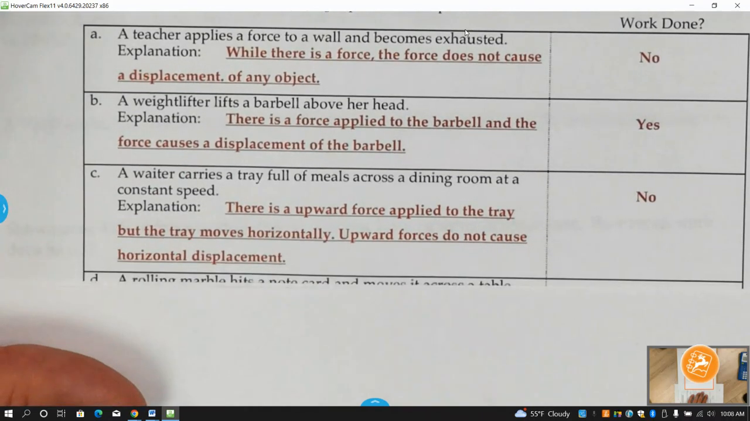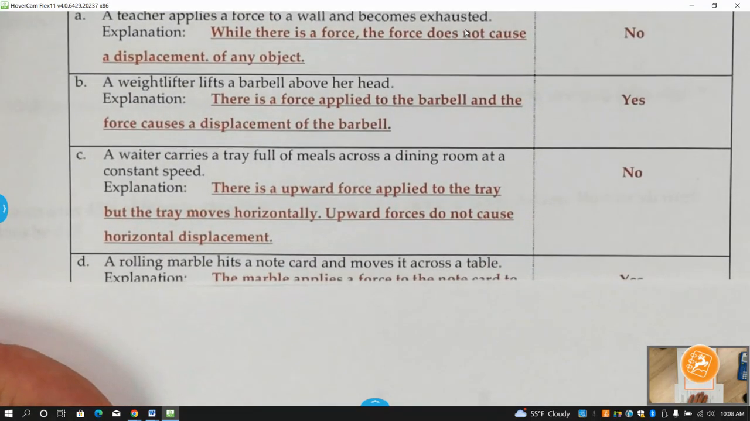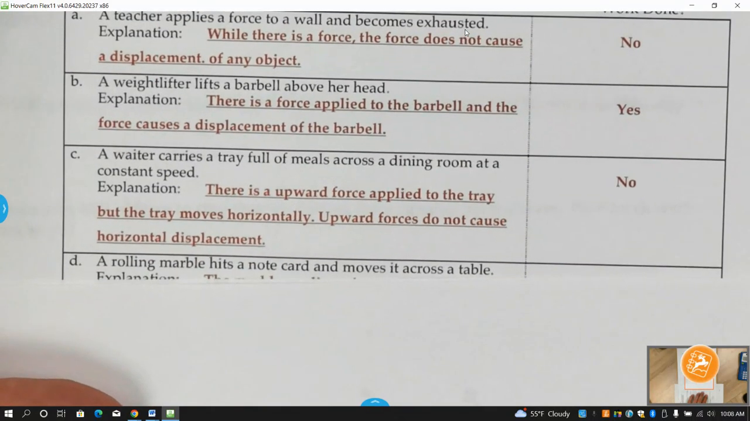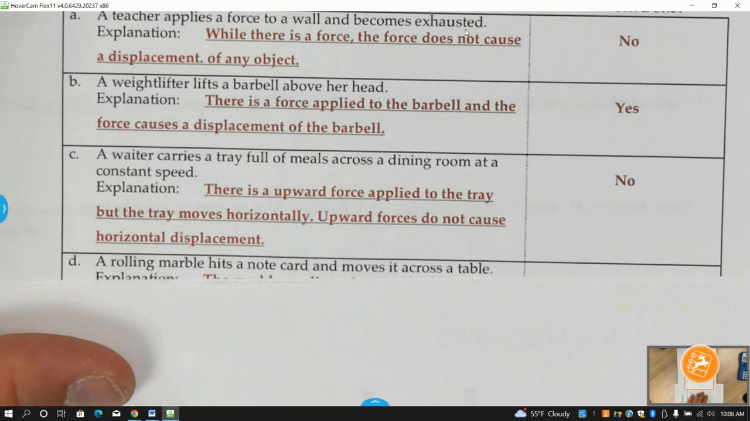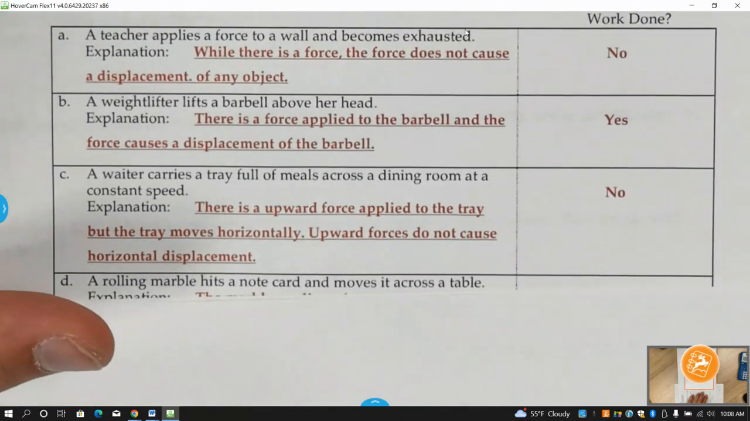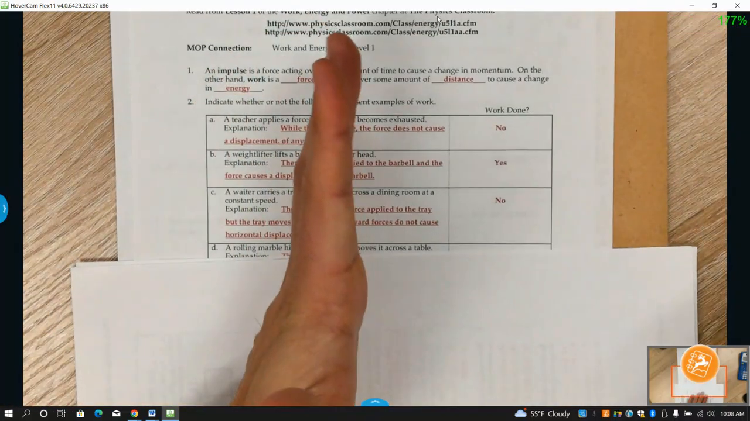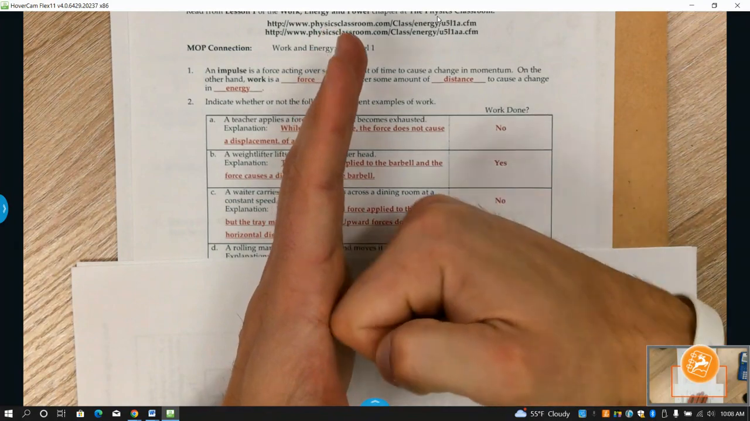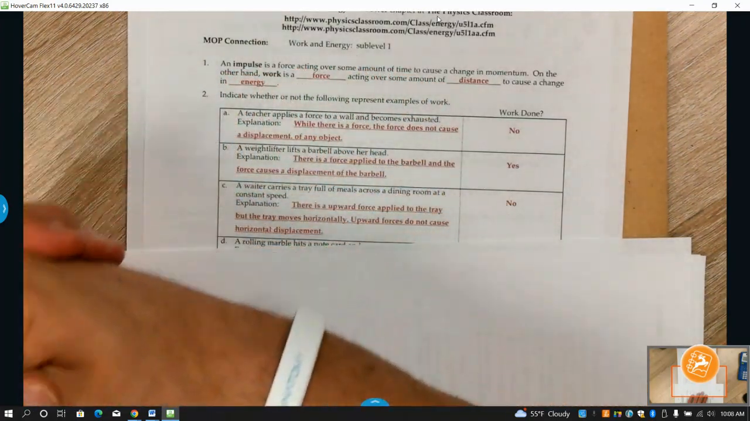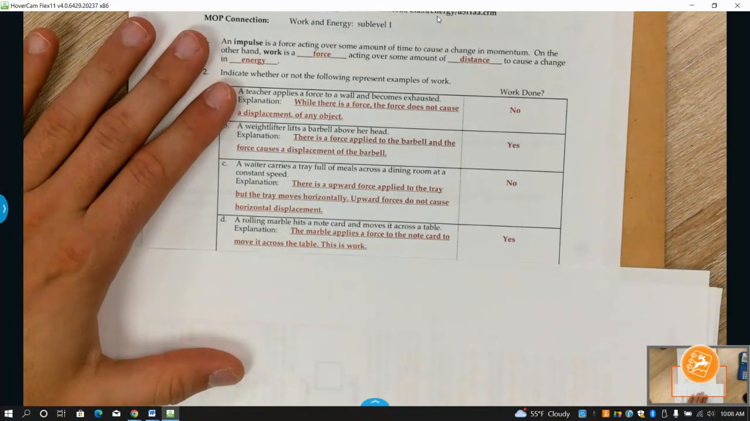Now, a marble hits a note card and it moves across the table. Is work being done like that? So thinking about, if this is the note card and a marble comes along, hits the note card, and they move in the same direction. Is that work being done? Very good. Yes.